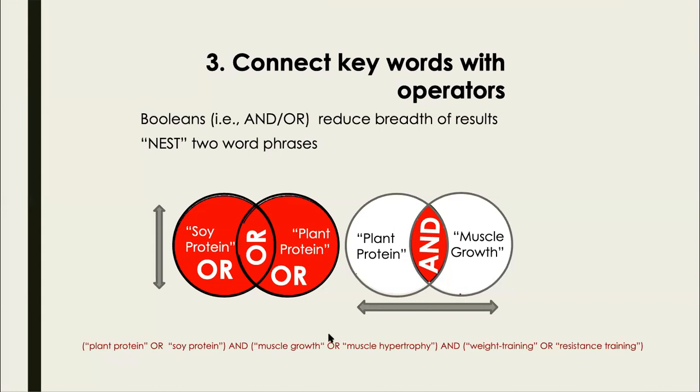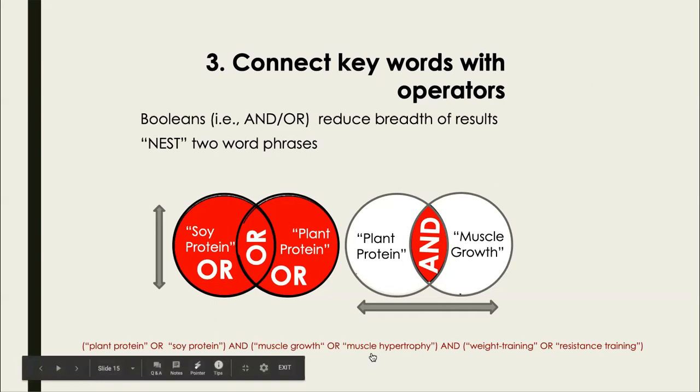So for example, down here we have an example. So plant protein or soy protein, and we want to look at muscle growth or muscle hypertrophy. So either of those, but it also has to contain either plant protein or soy protein, if that makes sense.